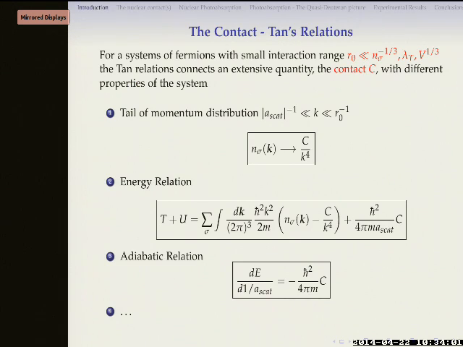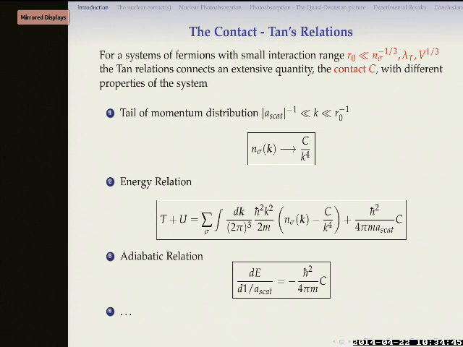So a few comments about the contact. This is now known as Tan's relations after Shina's work. So we consider a system of fermions, two species of fermions that interact with a short range interaction, with R naught defining the range of the interaction. And the point is that this range of the interaction should be smaller than any other meaningful dimension in the system. That is the de Broglie wavelength, or the volume of the system, or the density.